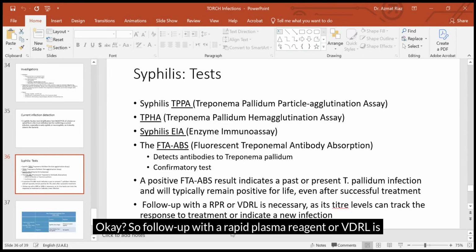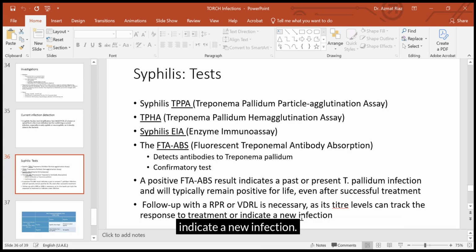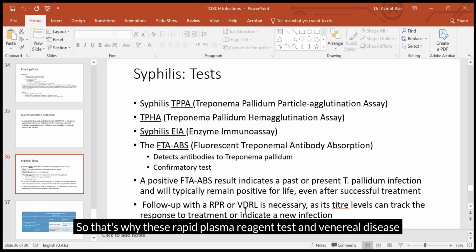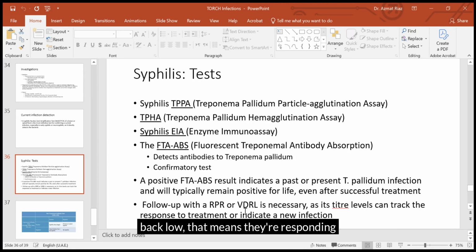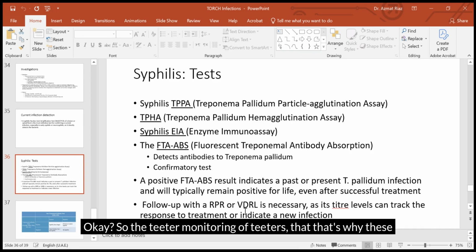So follow-up with a rapid plasma reagent or VDRL is necessary, as its titer levels can track the response to treatment or indicate a new infection. That's why the rapid plasma reagent test and venereal disease research laboratory tests are important, because if the titers go back low, that means the person is responding to treatment. That's why we monitor the titers.